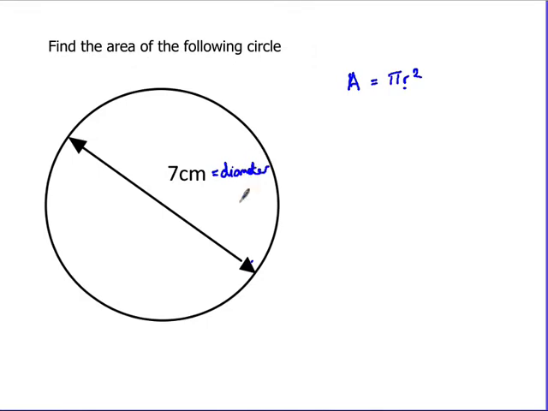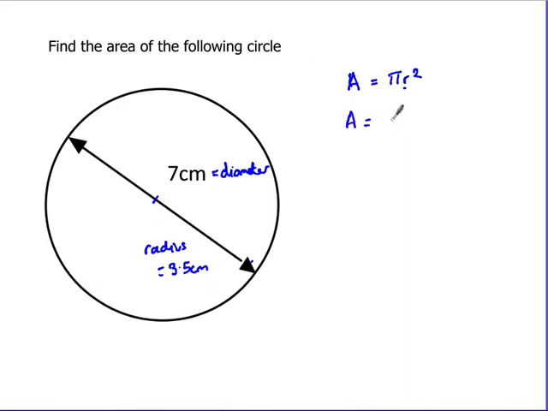Now, we don't need to know the diameter, we need to know the radius. So the radius is the distance halfway across the circle from the circumference to the centre. So we need to half 7 to get the radius. The radius is going to be 3.5 because it's half of 7. And that's going to be the bit I put into the formula here.